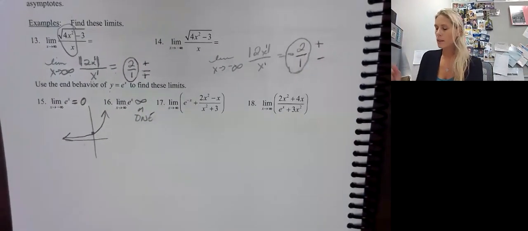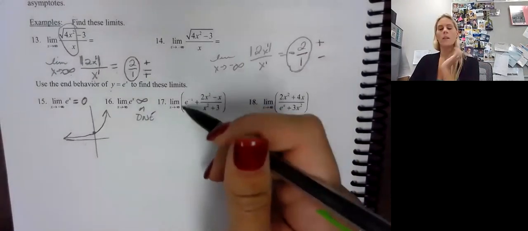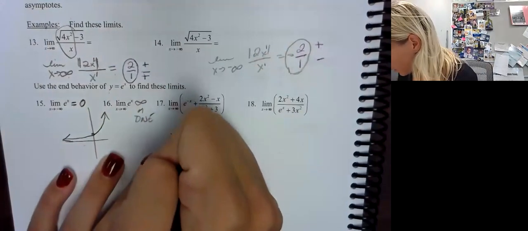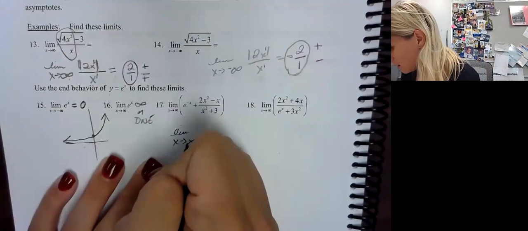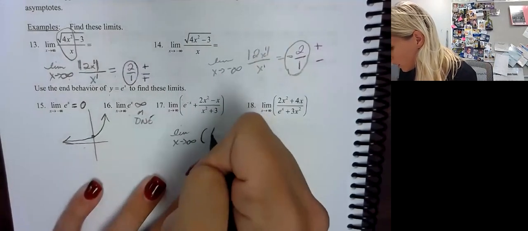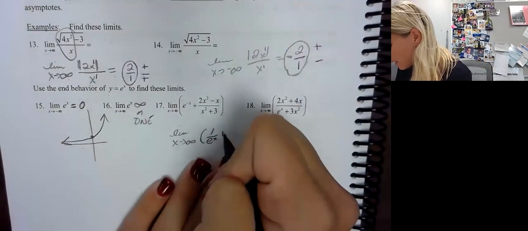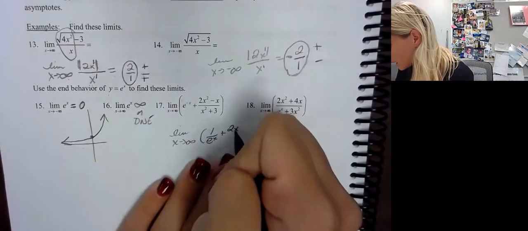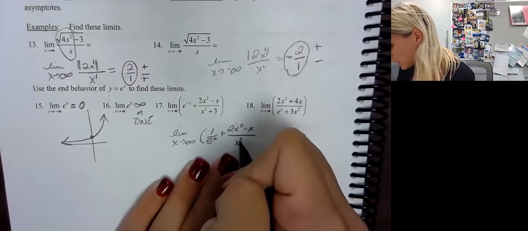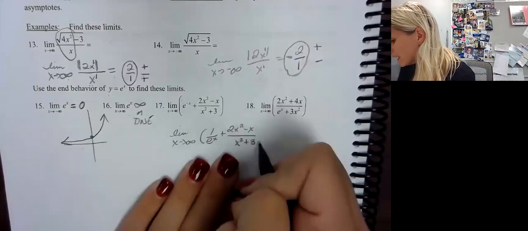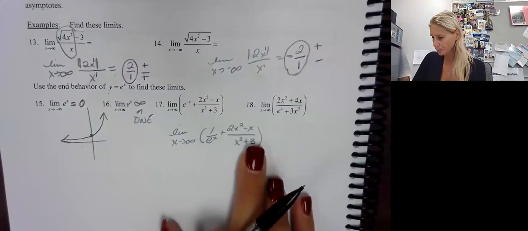All right, I'm going to rearrange number 17 because of this negative x. I'm going to write the limit as x approaches infinity of 1 over e to the x, because a negative exponent puts it back in the denominator, times (2x squared minus x) all over (x squared plus 3). We're going to take each of these separately: the limit of this one and then the limit of that one.